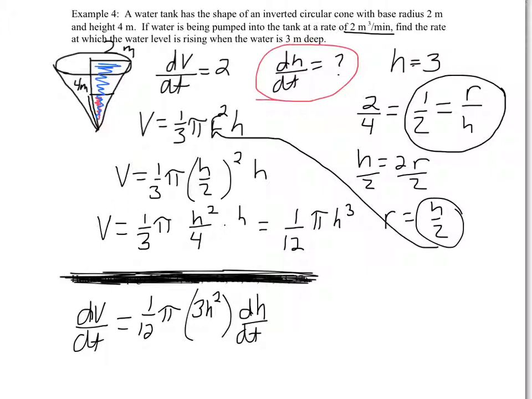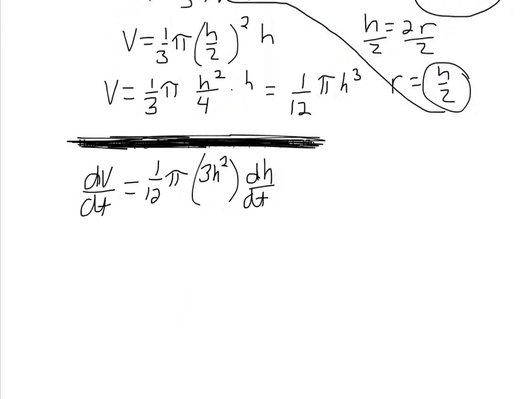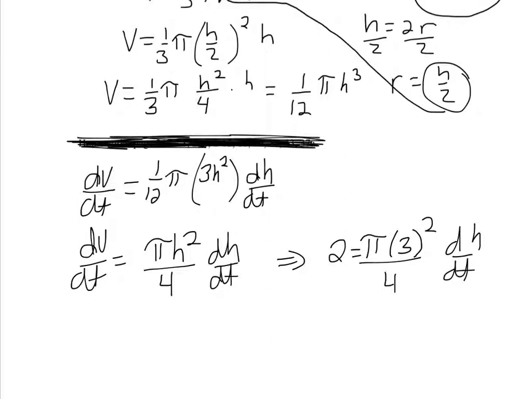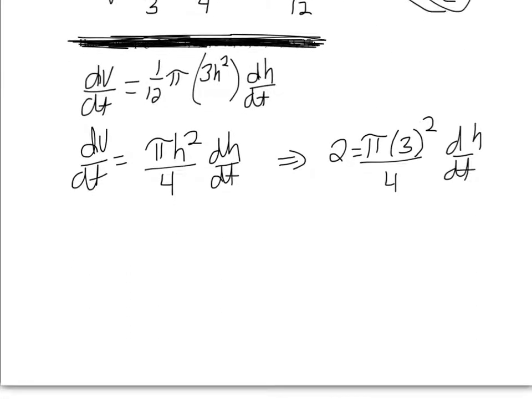All right, so let me move this up a little bit here. So we have dV/dt would equal, the 3 and the 12 will reduce, so that I have π times h squared over 4 times dh/dt. And now I'm ready to plug in all the things that I know. I know the volume rate is 2. I also know that the height is 3, because that's the time we're finding this at. So 3 squared over 4, and then we have dh/dt. So now it's just a matter of solving that and getting dh/dt by itself.